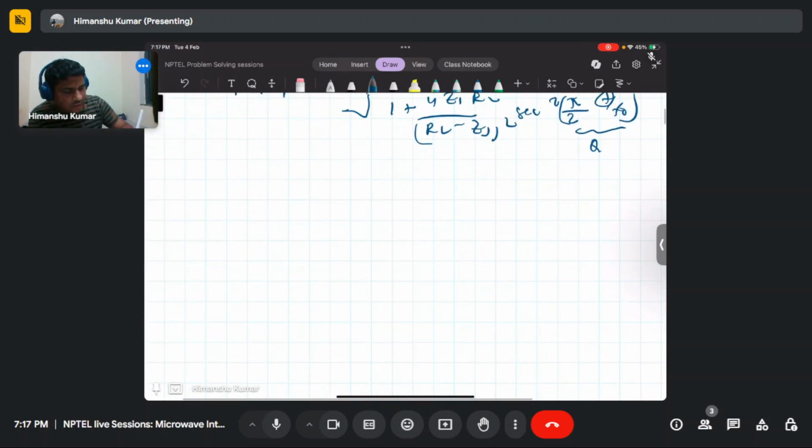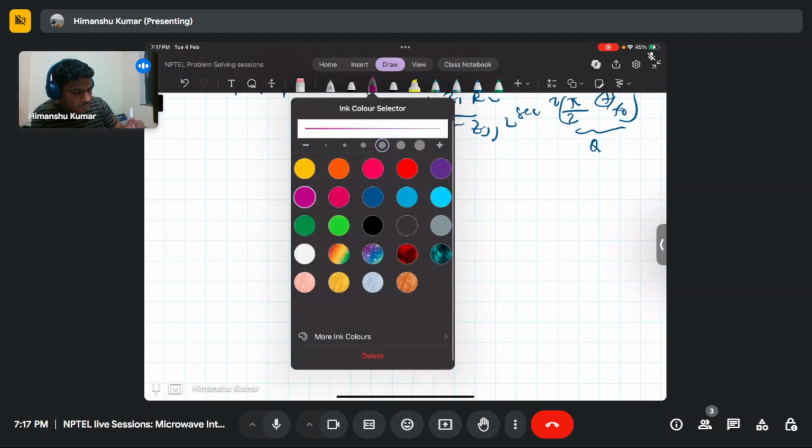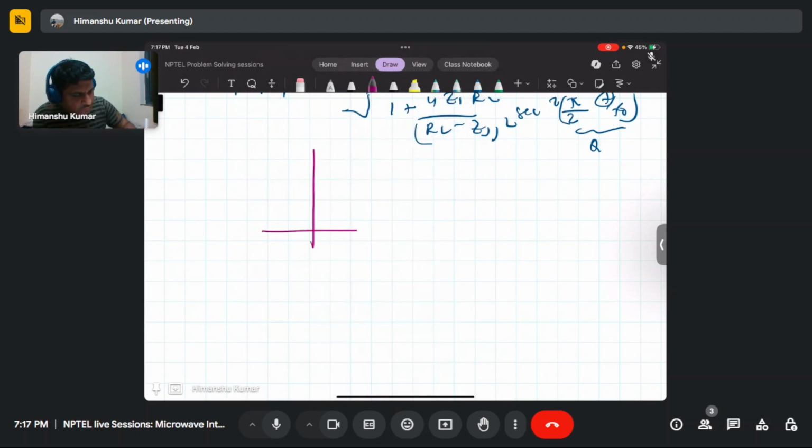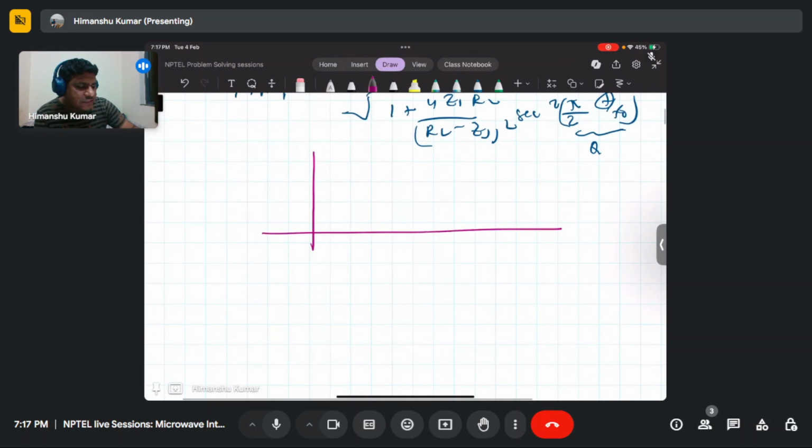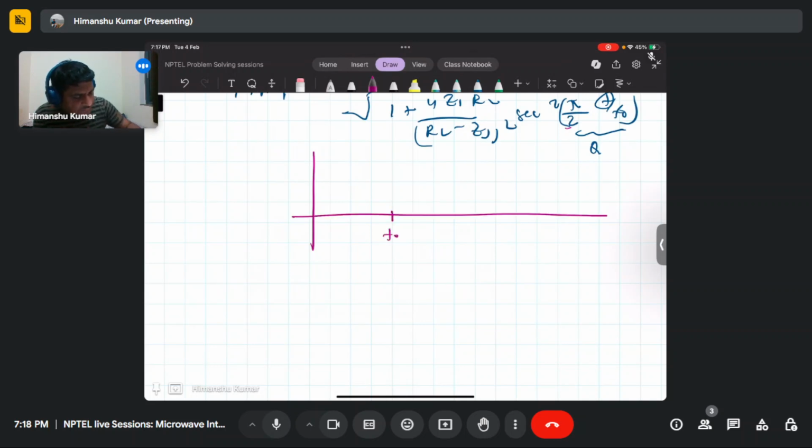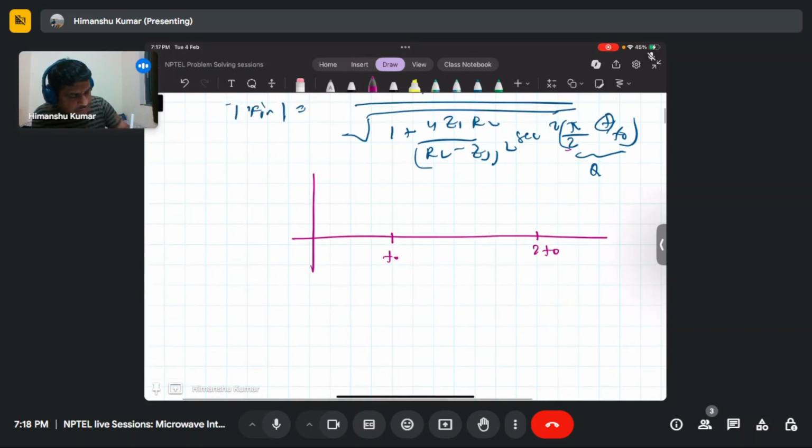If you plot that, because this is a periodic function, you will see at f naught, this is f naught, this is 2 f naught.